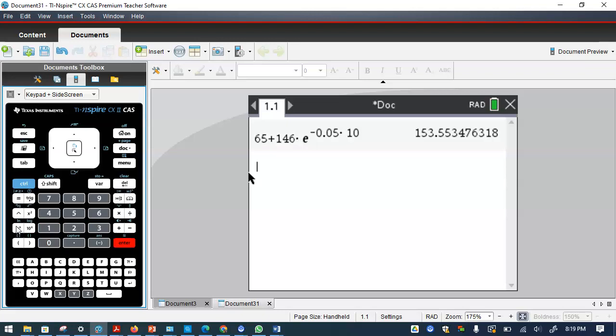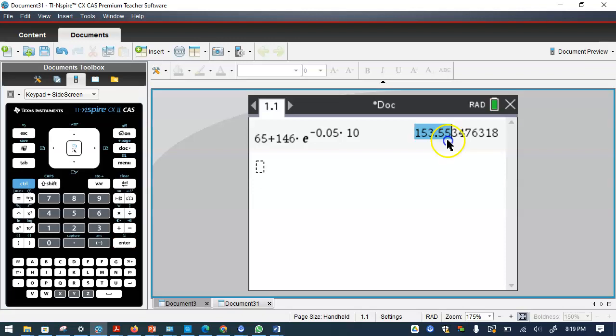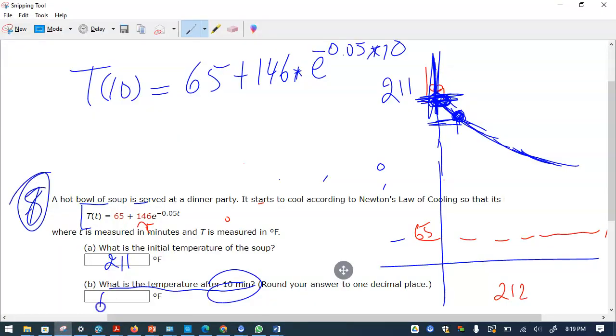Now they ask you to round this to the nearest tenth. It's 153.55, so we can round this 5 up, since it is asking for 1 decimal place, so it will be 153.6. So I'm going to go back there and write this is 153.6 Fahrenheit, and that's it.